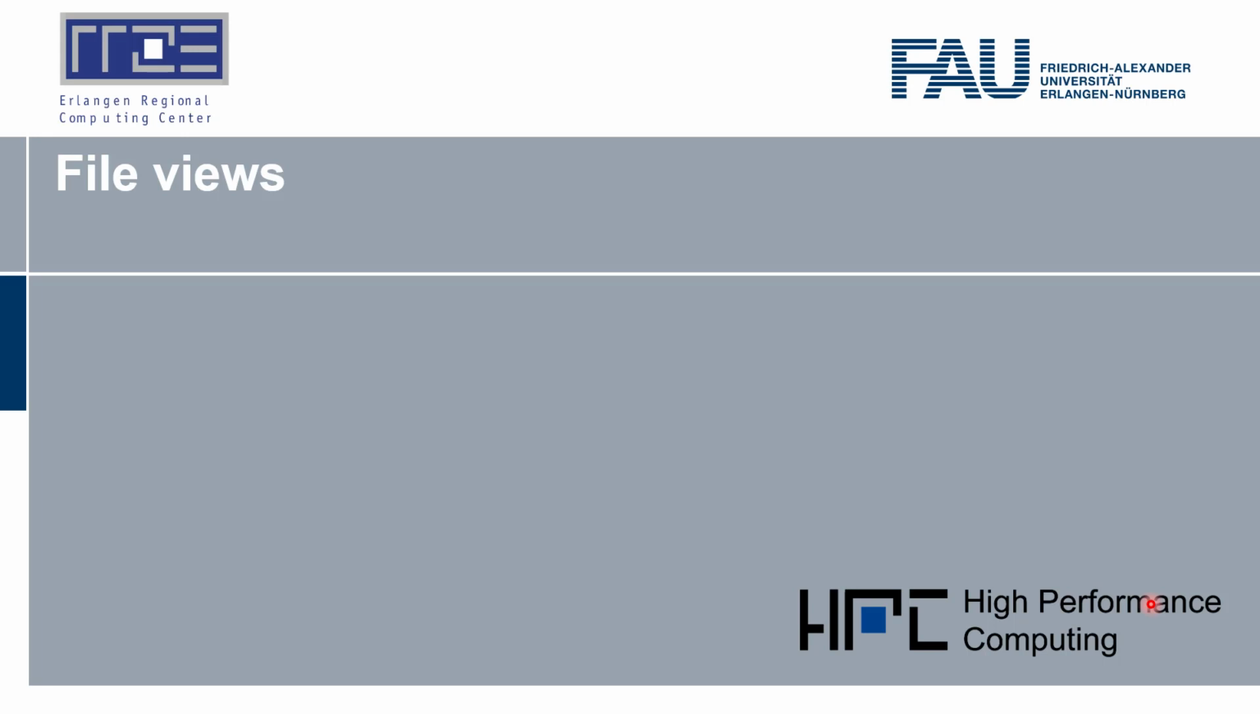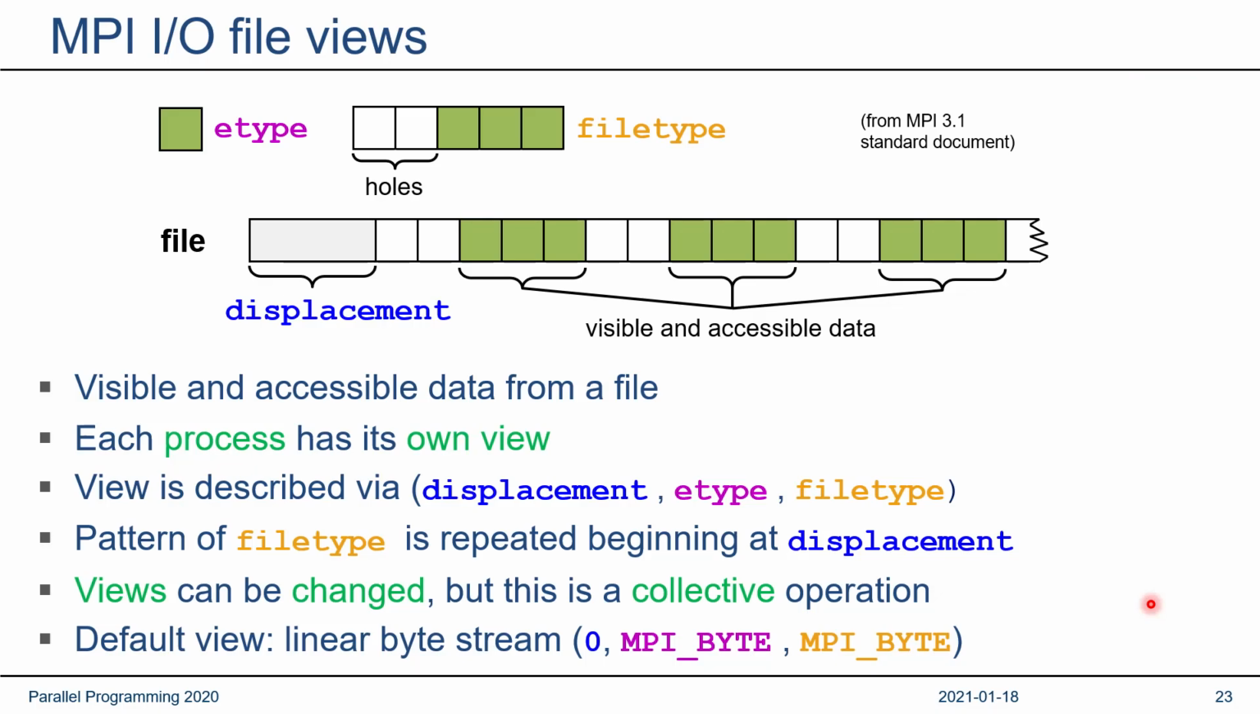All right, so much for opening and closing and specifying optimization hints. The next thing we need to look at is how the individual processes or ranks in an MPI program view the data in the file. The central concept here is a file view. A view is the visible and accessible data from a file, and it's not necessarily every single byte of that file. Each process can have its own view, and they can be different across processes. The view is described via a 3-tuple: a displacement, an etype, and a filetype.